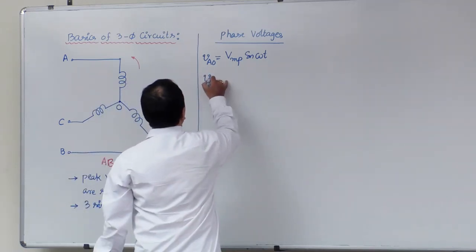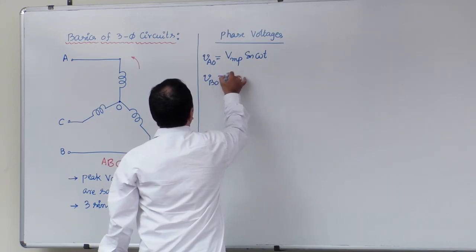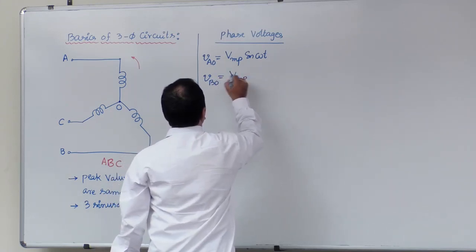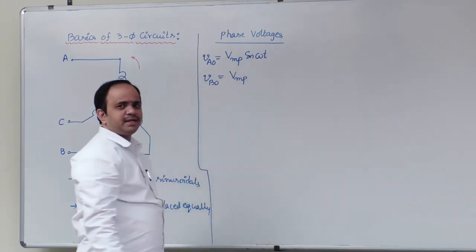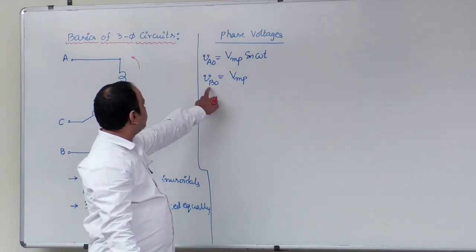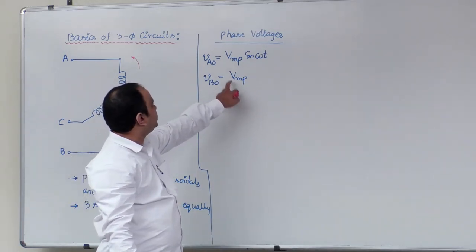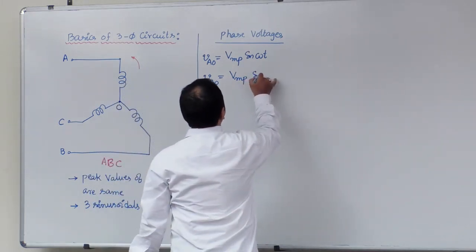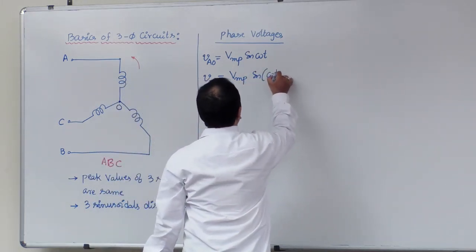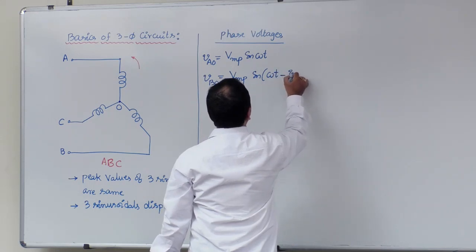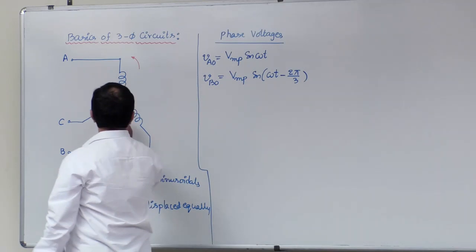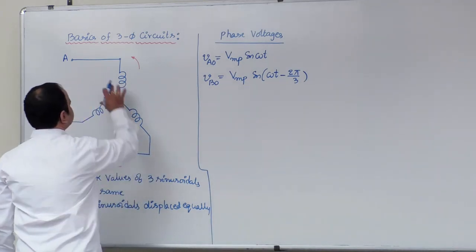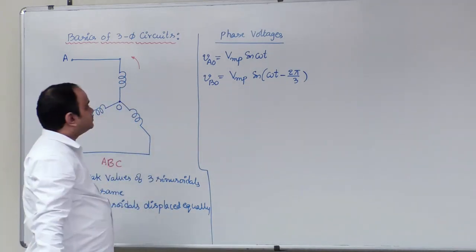Next, VBO. VMP, because we are considering a balanced system. So the VBO waveform also has the same peak value as VAO, into sin of omega t minus 2 pi by 3. Now observe carefully here, phase B, this is the displacement angle.